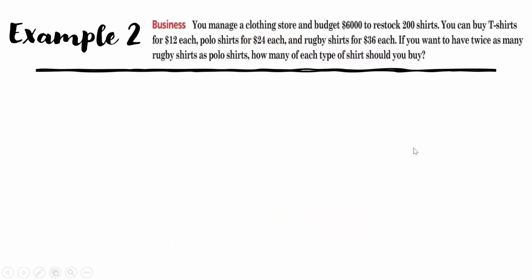It's going to be a word problem. So we're going to have to create it. We got to make the system ourselves.